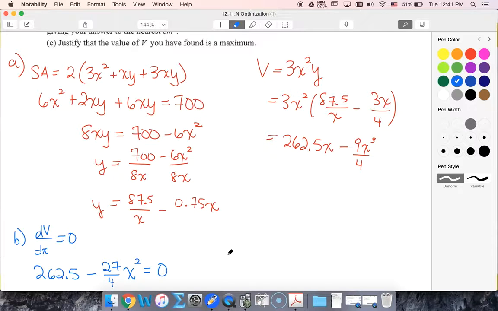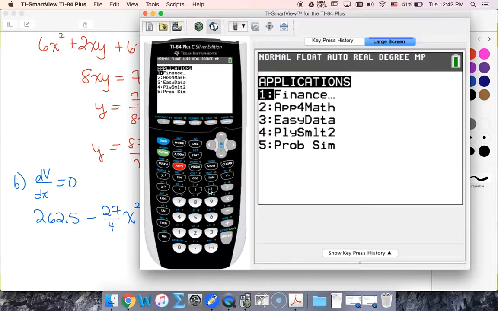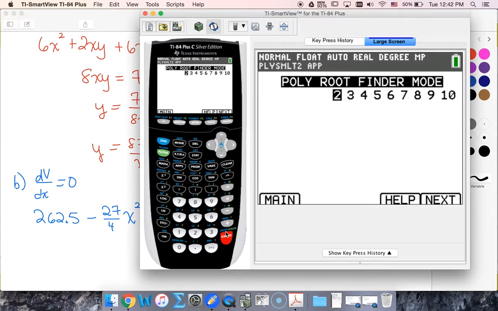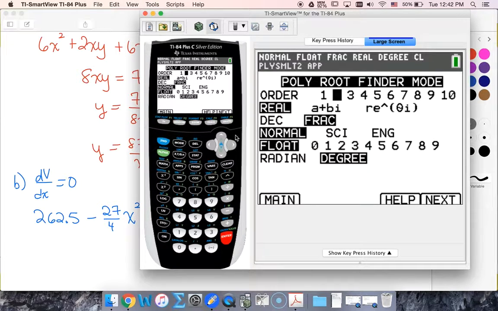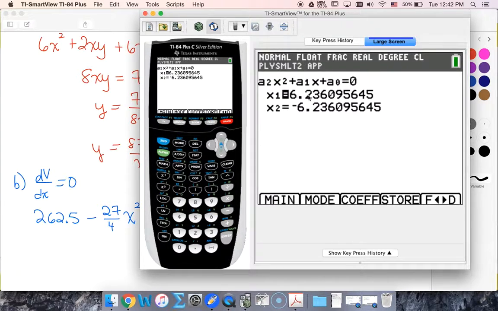This is a polynomial, so I could use polysimult. So apps, polysimult. I want to find roots. I have x squared. So my number in front of x squared is negative 27 over 4. I have no numbers in front of x. There is no x, so that's a 0. And then 262.5. I get 6.24 or negative 6.24.